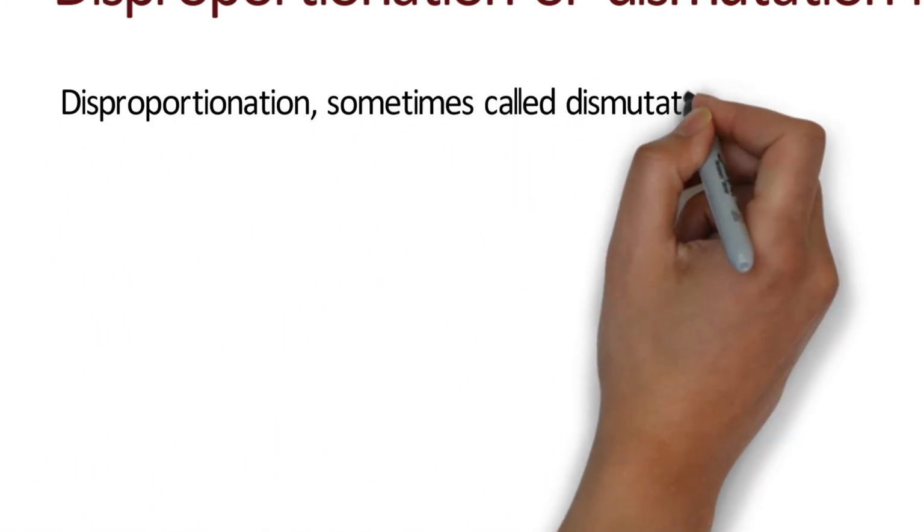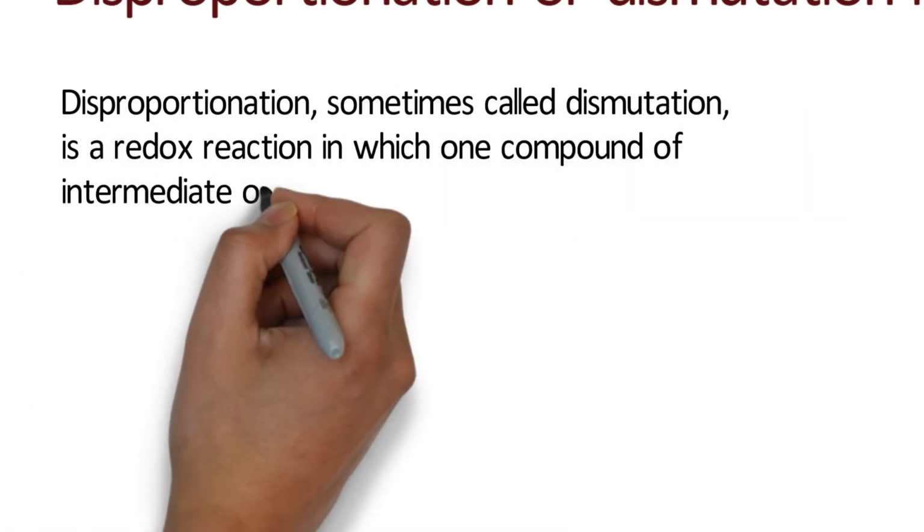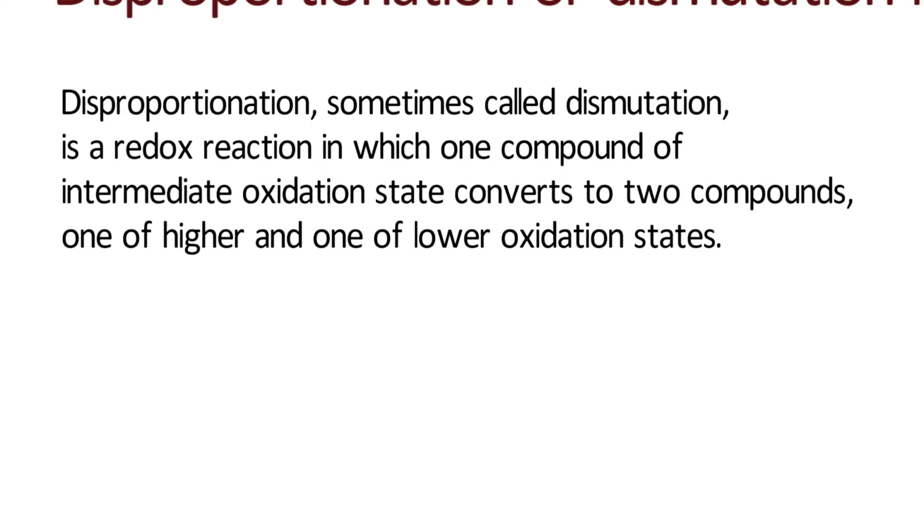Disproportionation or dismutation reaction. It is a redox reaction in which one compound of intermediate oxidation state converts to two compounds, one of higher and one of lower oxidation state. Or you can say a reaction in which a substance is simultaneously oxidized and reduced, giving two different products. More generally, the term can be applied to any desymmetrizing reaction of the following type.